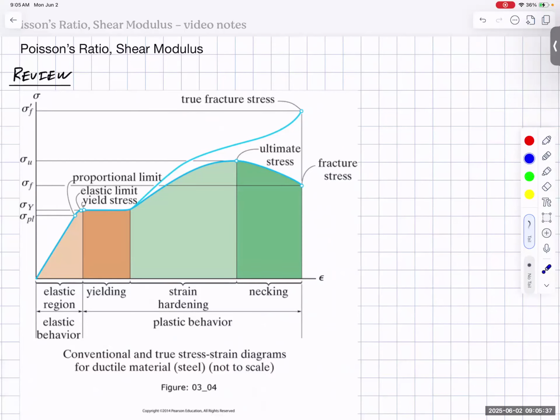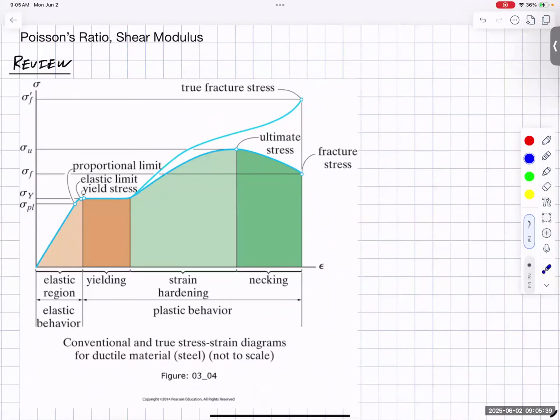Okay, welcome back, everyone. In this video, we're going to take a look at this concept called Poisson's ratio and also a concept called shear modulus. But let's start off before we get going with a short review of where we're at.